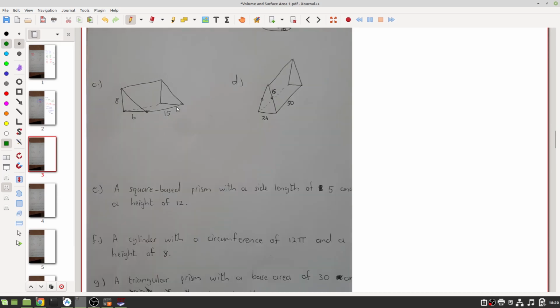Okay, total surface area for this guy. We're going to start with this left triangle here. So let's start with the left triangle. The area for a triangle is half times the base of the triangle times the height of the triangle, the perpendicular height.